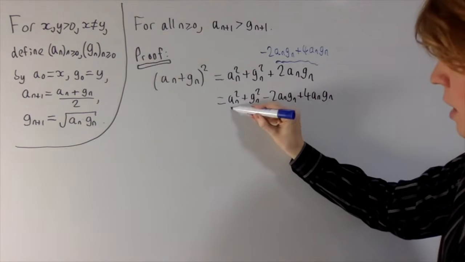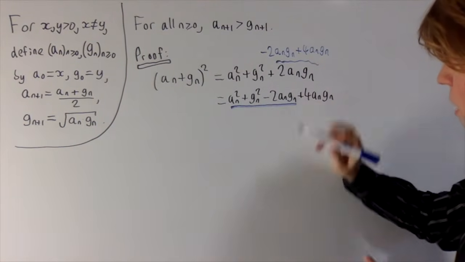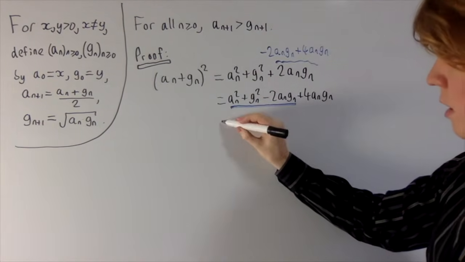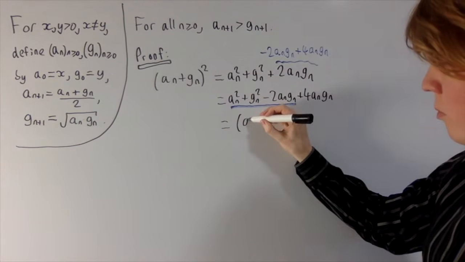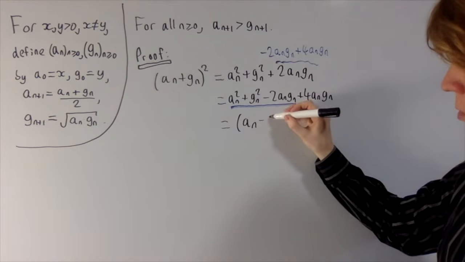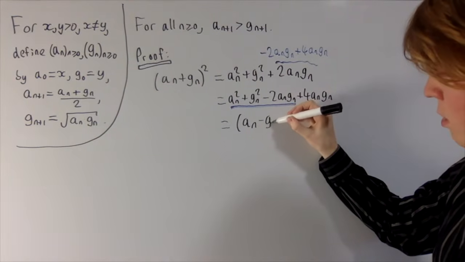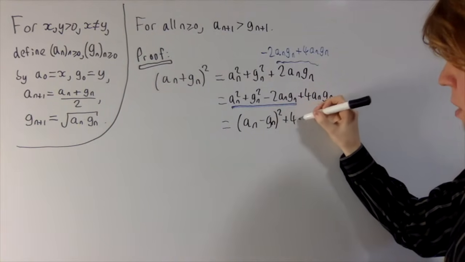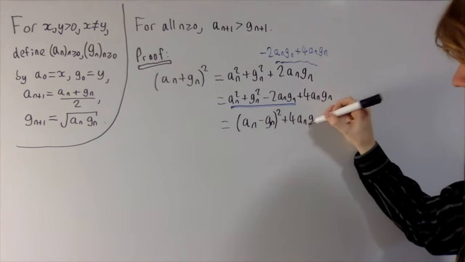Well, this part now, a_n squared plus g_n squared minus 2 a_n g_n, is the square of the difference between a_n and g_n. So (a_n minus g_n) all squared. Then we've still got this plus 4 a_n g_n.